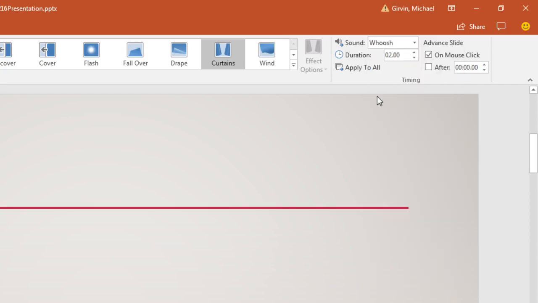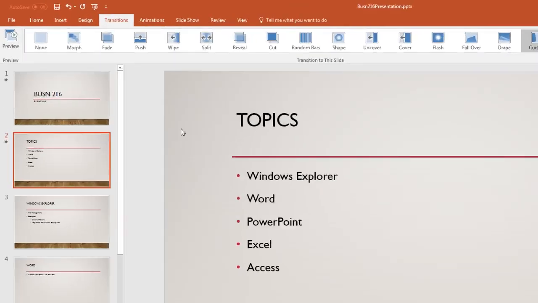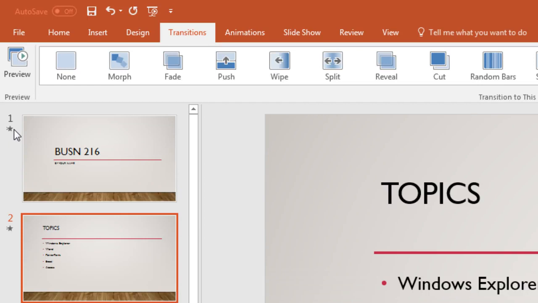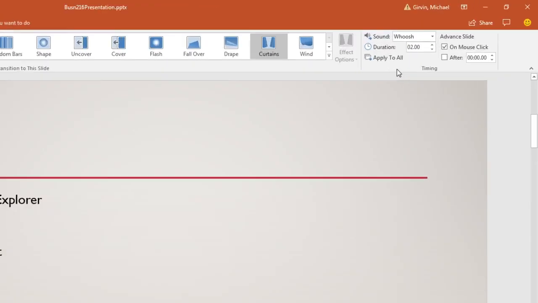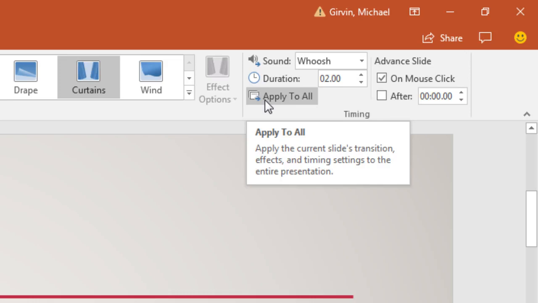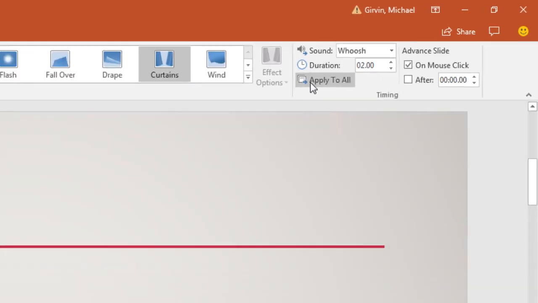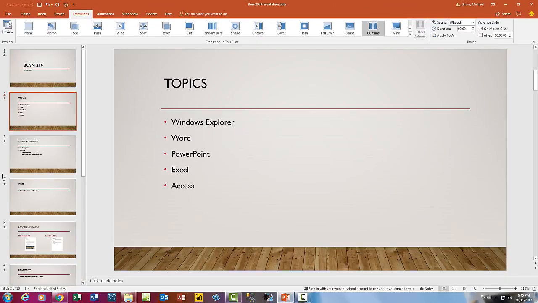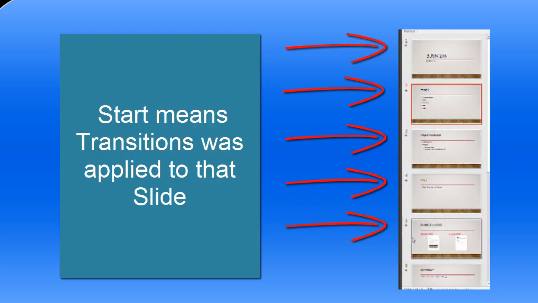Now, the thing about transitions and any sound is we can see over here I have 2 stars because I added something there, and then when I went to the next one, I added that sound and the transition here. But I want to make sure and select whatever I'm going to select. I see curtains and the sound, and then click Apply to All. As soon as I click Apply to All, I see there's stars on all of them.